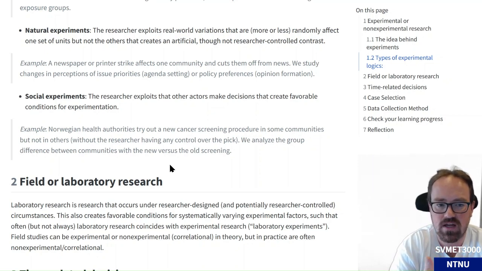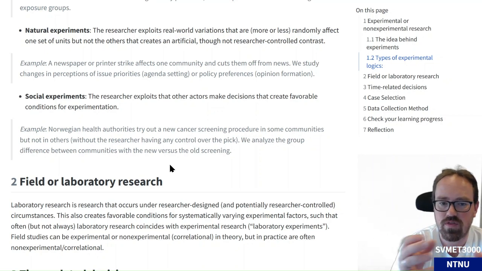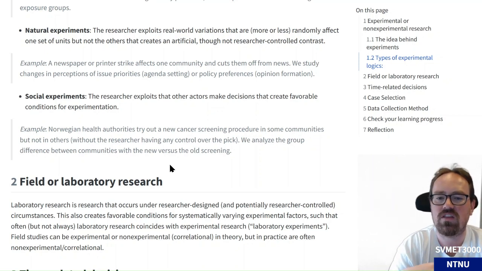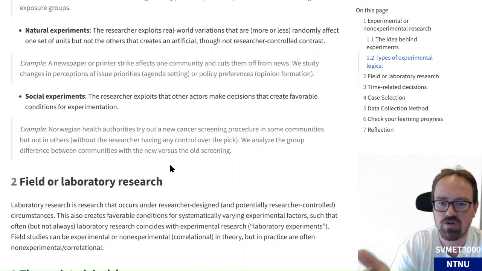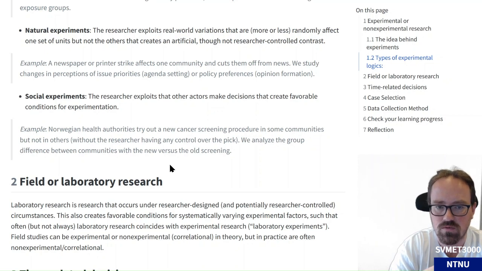And then we study changes in perceptions of issue priorities or policy preferences if you're cut off from the news for some period, allowing us to then attribute the changes in the exposed community, the community that still has access to the news. We can then be quite sure that it is the news that stimulate the differences in agenda or opinion formation compared to the other community that's cut off from the news.